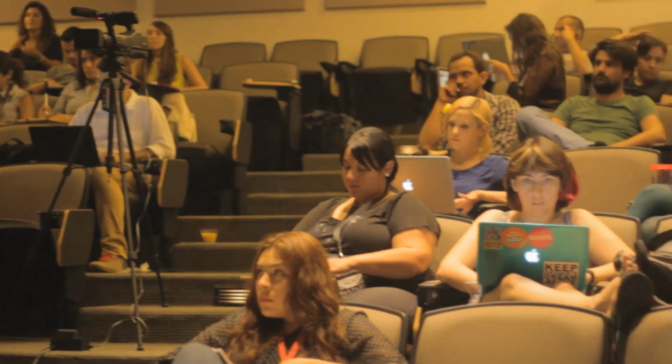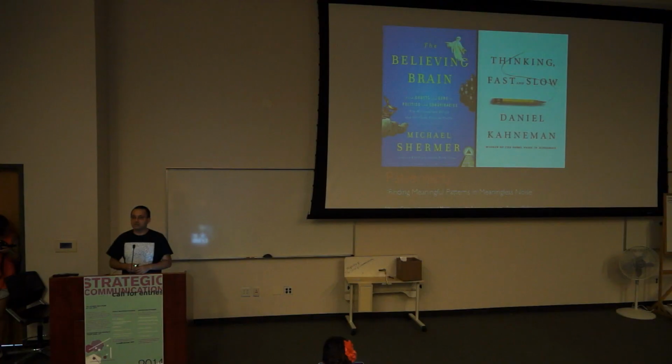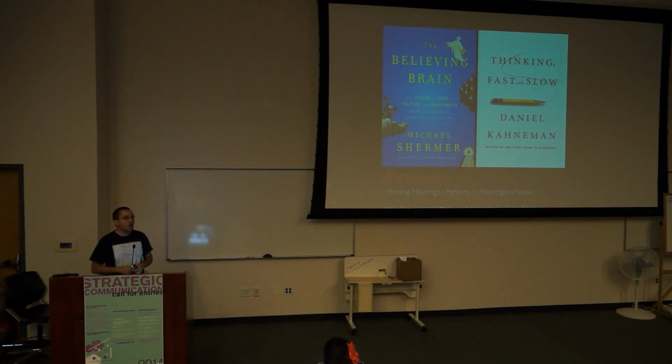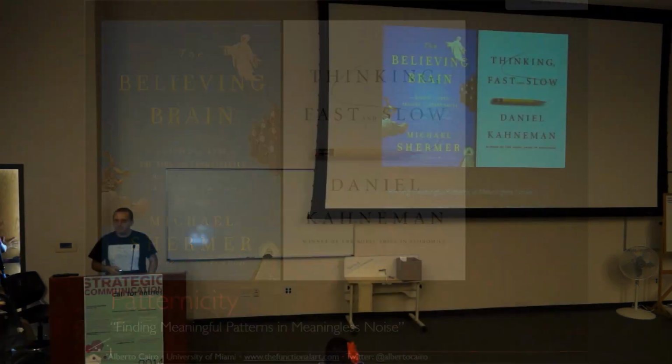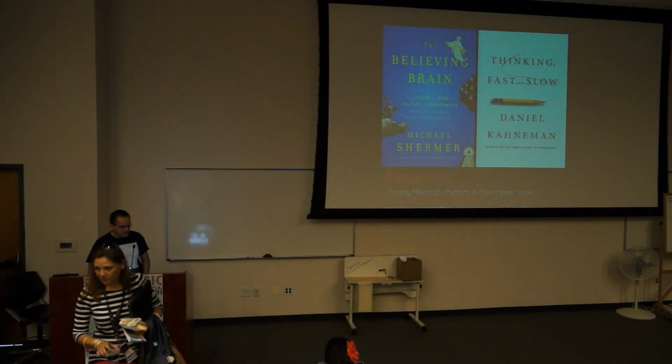Those are two famous books that talk about patternicity. And I believe that they should be required readings for journalists and designers. Both of them. The second one is extremely famous, Thinking Fast and Slow, which is basically a book about cognitive biases, how our brain deceives us or lies to us somehow. But the other one is also extremely important, The Believing Brain, by Michael Shermer, who is the director of the Skeptic magazine. Both of them are incredibly important.